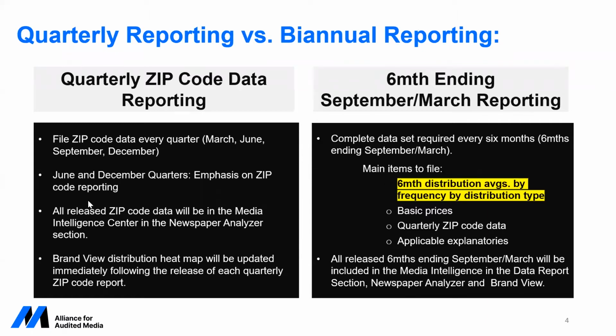So every quarter, you still file zip codes. You'll notice that in June and December, all you're going to file is your zip code information. But when it comes to March and September, when you file your zip code, you're also going to file your 6-month claims.